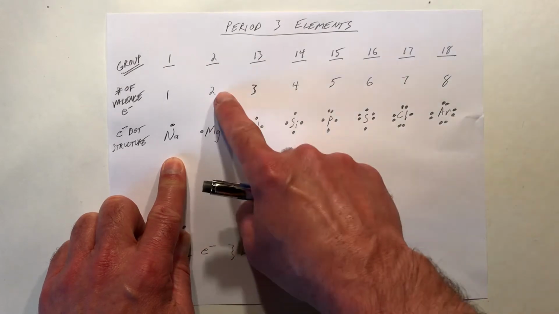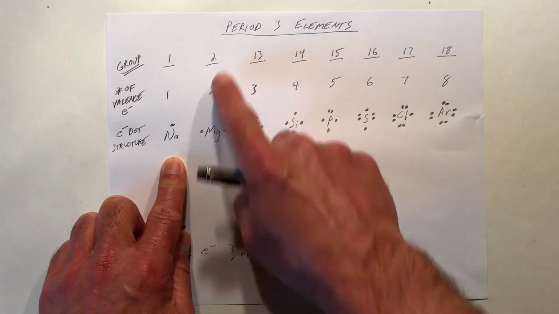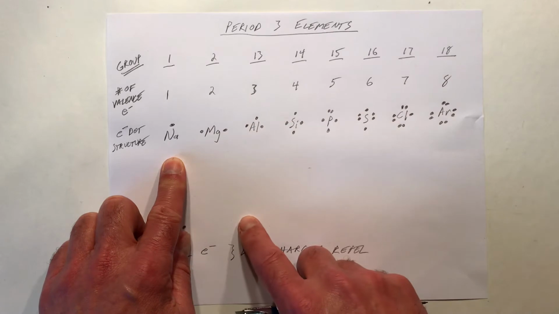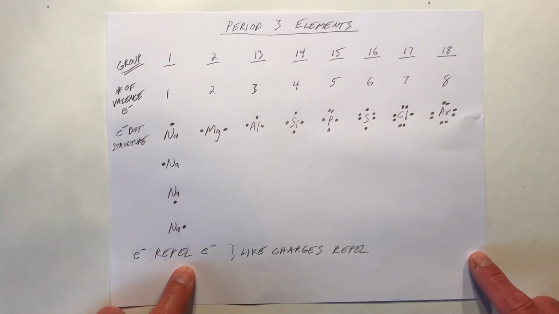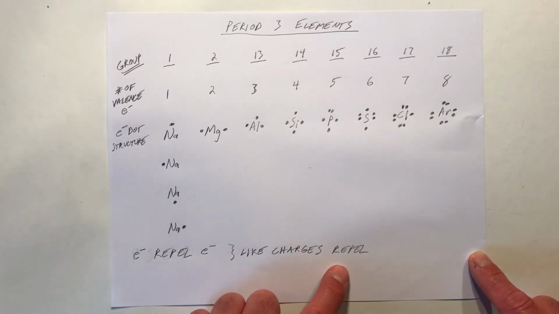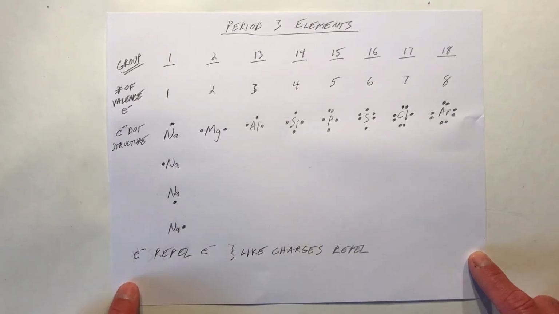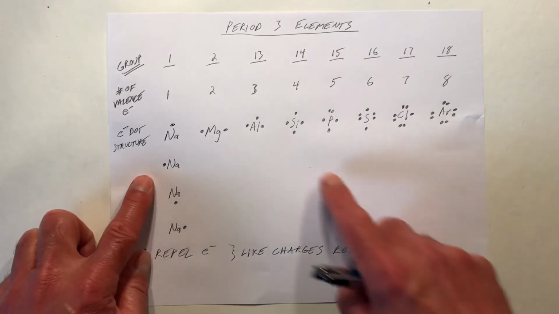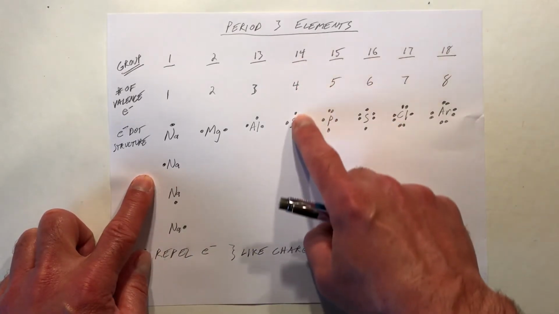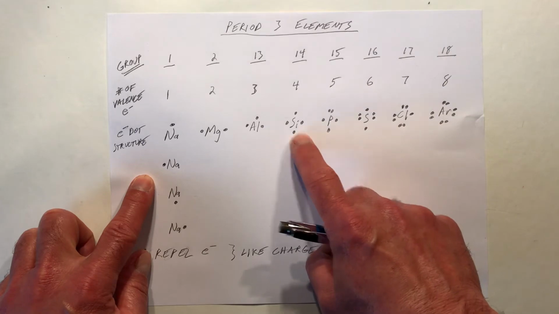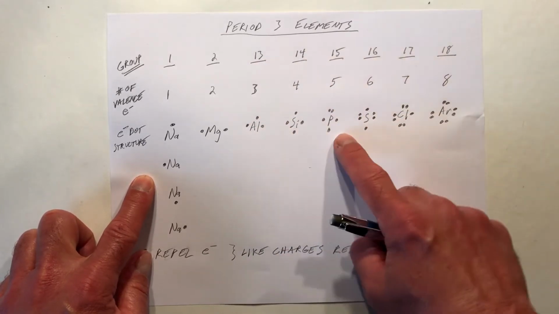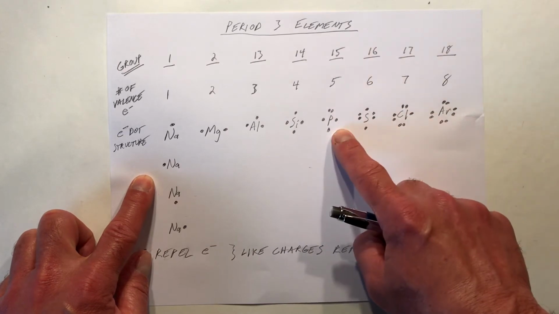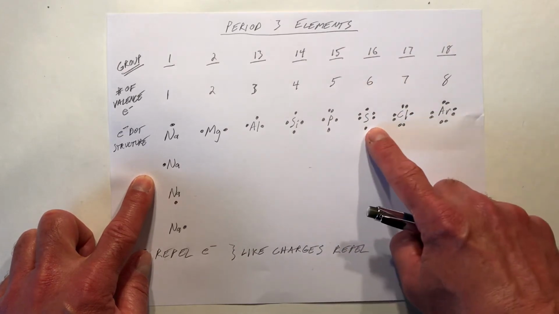For magnesium, it would have two valence electrons. It's in group 2, and it would have two dots. We put those dots as far apart as possible because, remember, electrons repel electrons. Like charges repel. That's part of the law of electrostatics. All right, as we progress, we skipped group 13. They have three dots, and then four dots for group 14. Group 15 will have five valence electrons, five dots, then six dots.